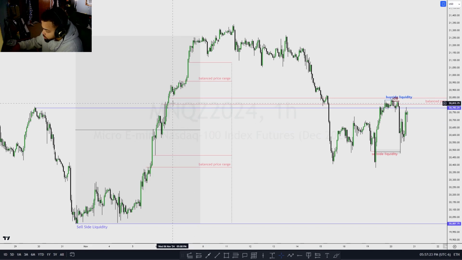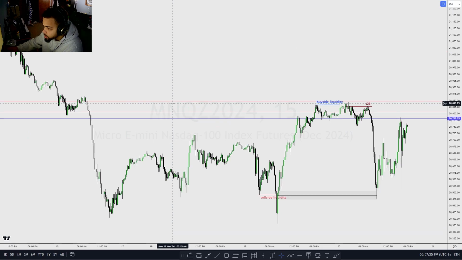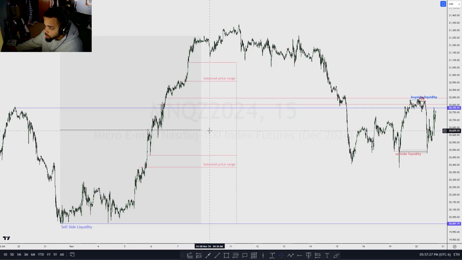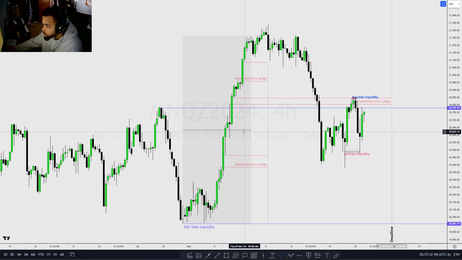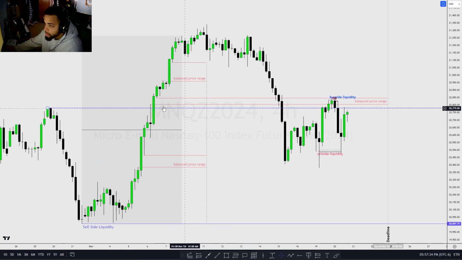Let me see. If that's not the 15-minute, then what is that? The 15-minute? No, it was somewhere. 4 hour? Probably the 4 hour. Probably I'm bugging. Yeah, it was a 4 hour. So it's the 4 hour balanced price range. This is the buy side of the curve, sell side of the curve. I told you guys I'm more interested in market maker models and things like that. Things that are simple to understand.